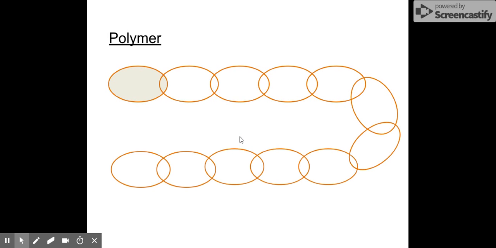Okay? All right, so now we're going to talk about the processes that build these polymers. So how do we assemble one ring and connect another ring to it into this larger polymer? That is a process called dehydration synthesis.